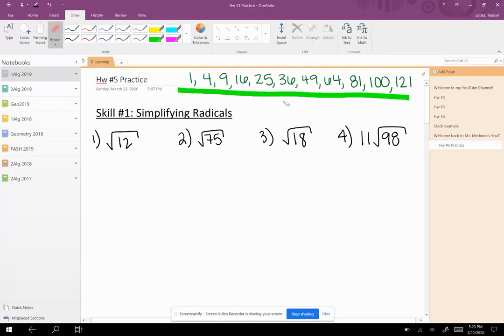And then skill 1, we're just practicing simplifying radicals like we've been doing. So I want you to hit pause on this video and try simplifying these first 4 problems on your own. And when you come back, we'll start doing them together.